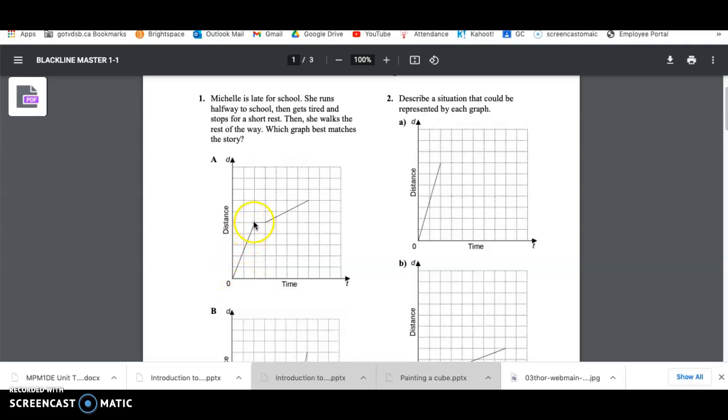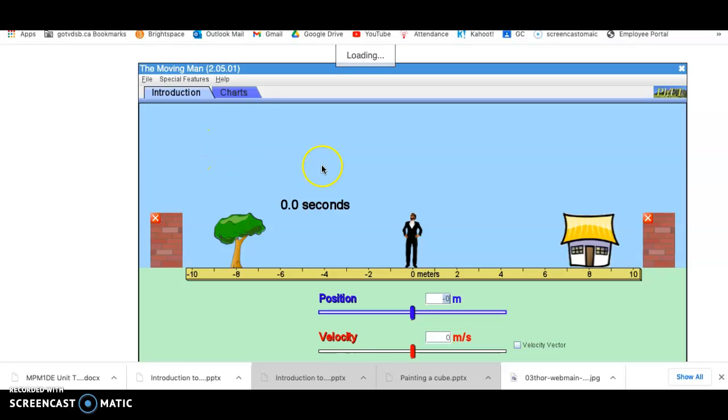Okay. If they stop moving, time elapses here, but since they're not moving, the distance doesn't change. Okay, and then we can look at this part of the line here and say they're still moving away from the origin, but they're moving at a slower rate because it's less steep. So let me just show you what that looks like here.